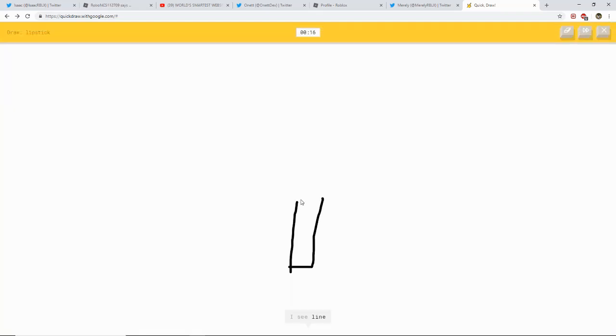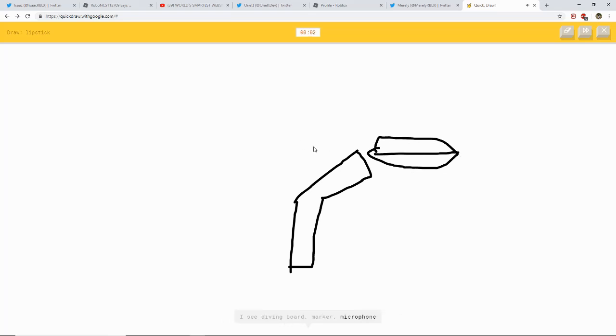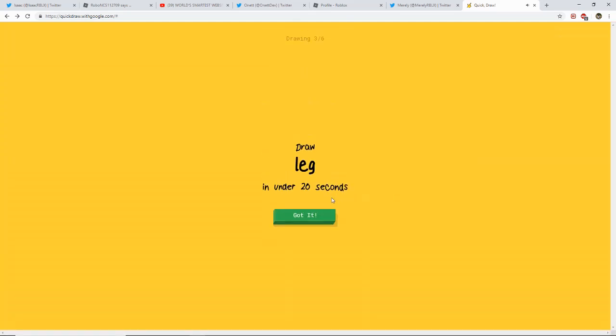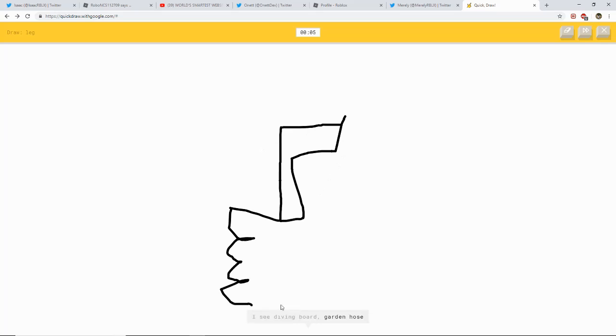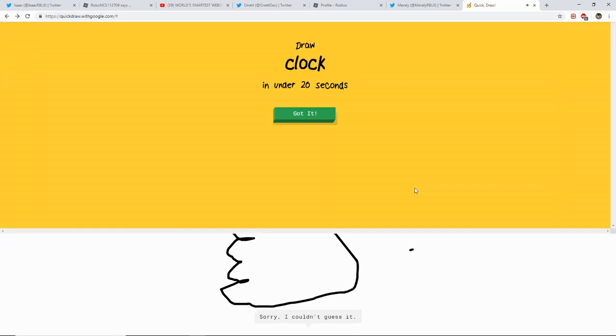I see line. Or leg. I see seesaw. Or lighthouse. Or megaphone. Or toothpaste. I see diving board. Or marker. Or microphone. Or mailbox. Sorry, I couldn't guess it. What? I see bench. Or nail. Or knee. Or axe. Or drill. I see diving board. Or garden hose. Or arrow. I see shoe. Sorry, I couldn't guess it.